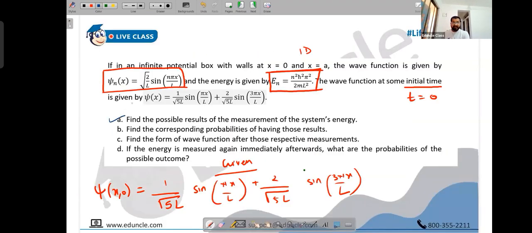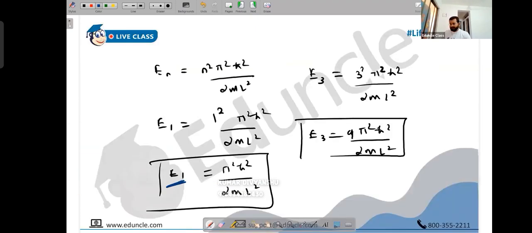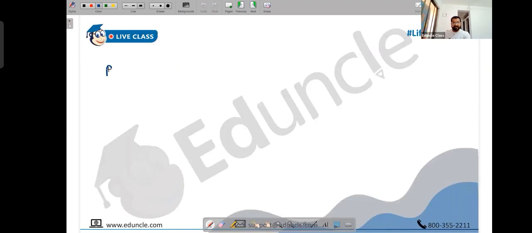So the first part is okay. Second, find the corresponding probabilities of having those results. I have taught you that on the board. So we want to find the probability of finding energy E1 or the probability of finding energy E3. Let's do this. The probability of finding energy E1, or you can say the probability of having wave function psi 1, however you want to call it.